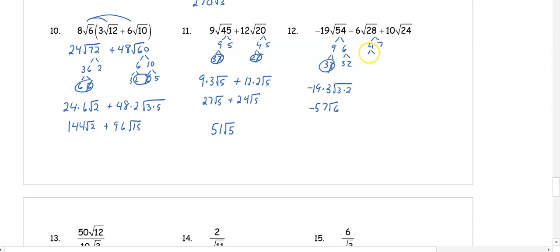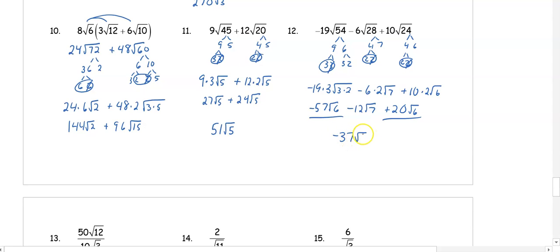28 breaks to 4 and 7. 4 breaks to 2 and 2. So we have negative 6 times 2 root 7, which gets us negative 12 root 7. And 24 breaks to 4 and 6, which is 2 and 2. So we have 10 times 2 root 6. So that's going to get us 20 root 6. So the root 6's are going to combine together. So we have negative 37 root 6 minus 12 root 7. It doesn't really matter which one you write first.